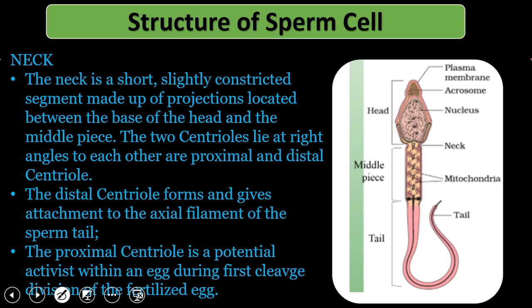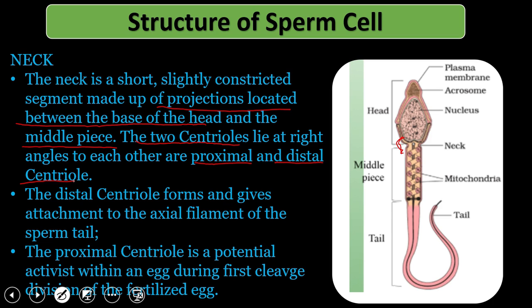Now the neck region. The neck is a short and slightly constricted segment located between the base of the head and the middle piece. Neck region short है, हेड रीजन और मिडल पीस के बीच में प्रेजेंट है, बहुत छोटा सा पार्ट. It consists of centrioles. तो नेक रीजन में सेंट्रियोल है, दो सेंट्रियोल है, both at right angle to each other, उनको प्रोक्सिमल एंड डिस्टल सेंट्रियोल बोलते हैं। What are the functions of both centrioles?